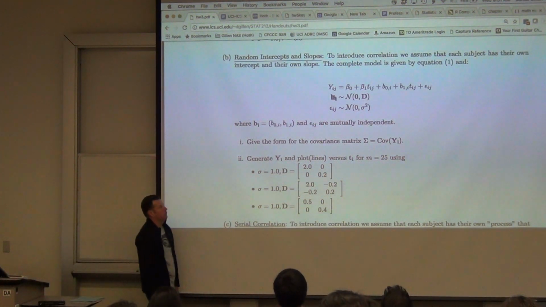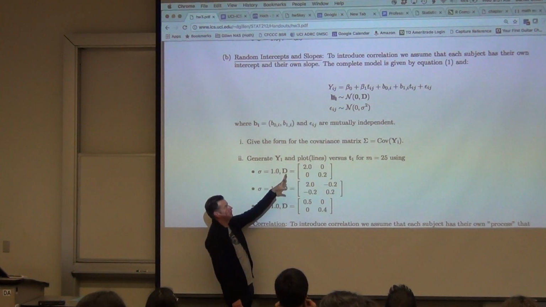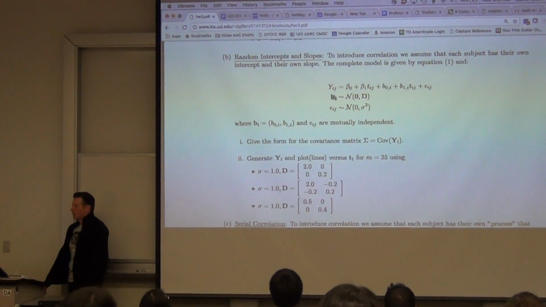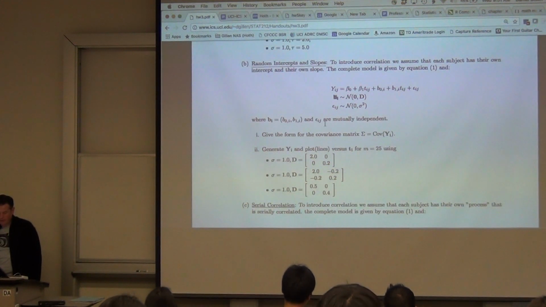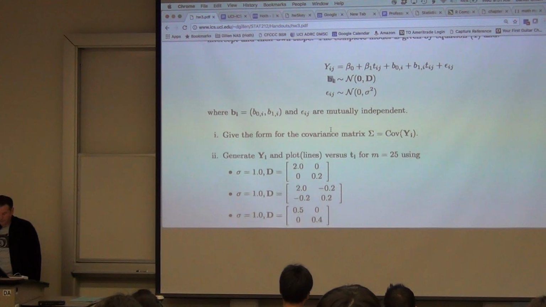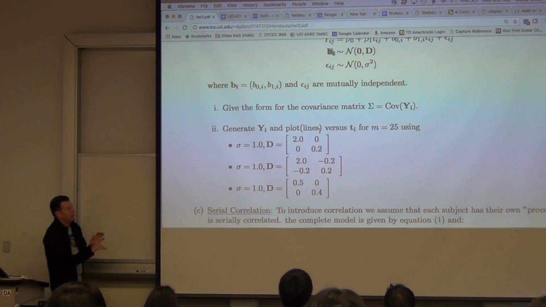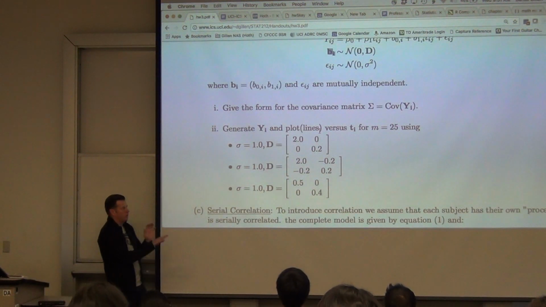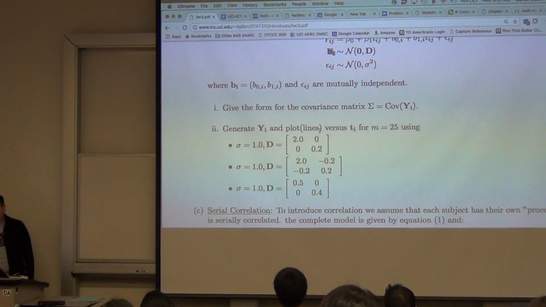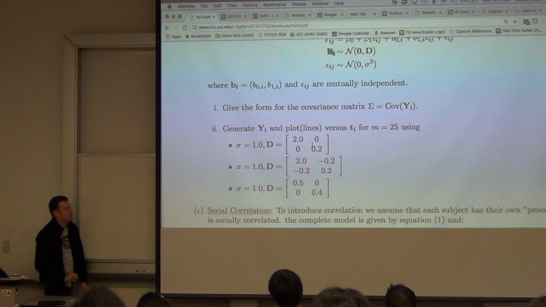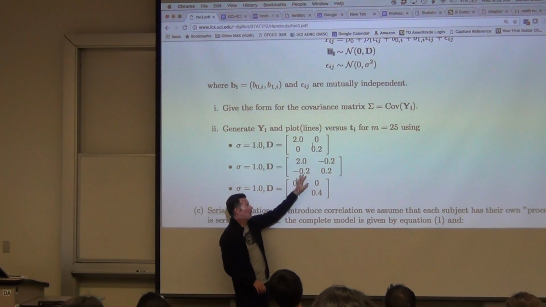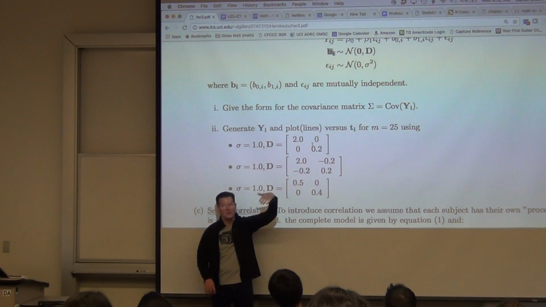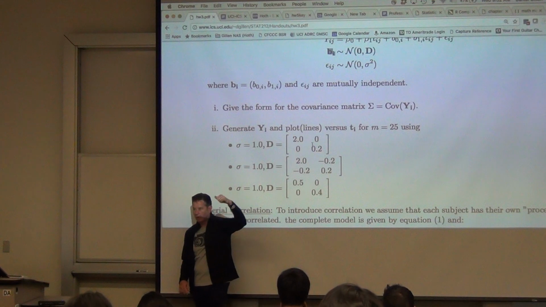That's the notation that I used back in lecture 3. So you've got this covariance matrix D for the random effect, and what I want you to do is vary the value of D here. Again, create spaghetti plots to visualize what random intercepts and random slopes look like as you're varying them. Notice I've got different situations here. I've got situations where the random intercept is independent of the random slope, and situations where the random intercept is negatively correlated with the random slope.